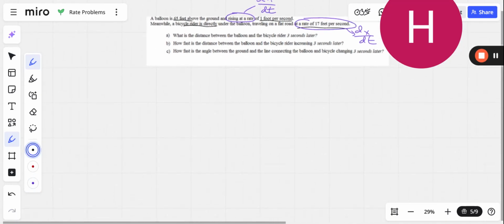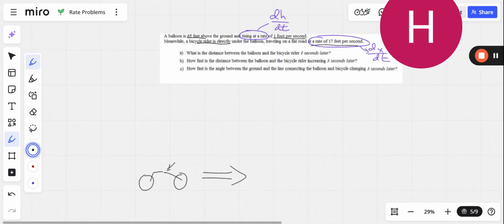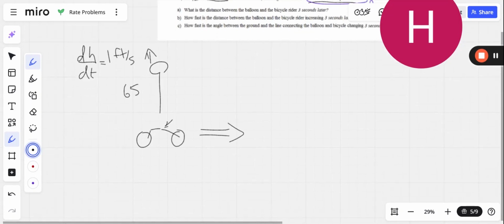Now let's draw this situation. I'm not going to draw a very good bike. There's our bike. And our bike is moving. Meanwhile, we have this balloon which is already 65 feet, but it is also going faster upwards. So we have dH/dt, it's rising at 1 foot per second, which is not very fast, to be honest. We have this x value, which is increasing at a speed of 17 feet per second.